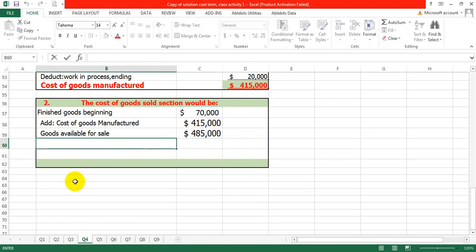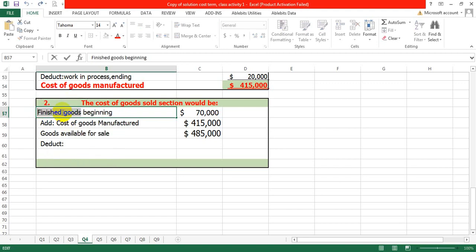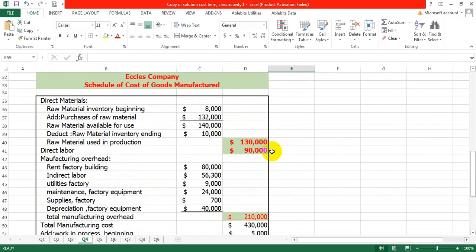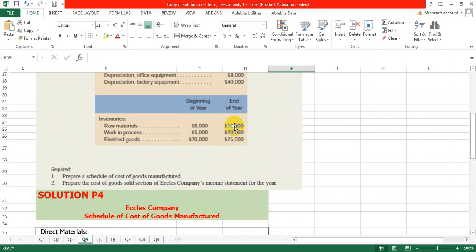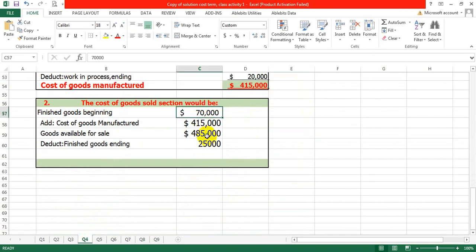And what will we do next? What is the next step? We will deduct the value of finished goods ending, right? First we add finished goods beginning, and at last we deduct finished goods ending. My finished goods ending is 25,000, and finished goods beginning is 70,000. I rechecked, 70 and 25.